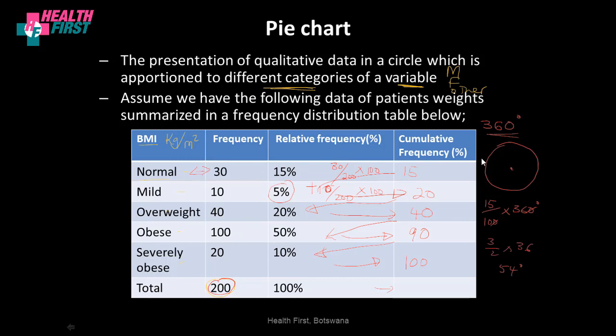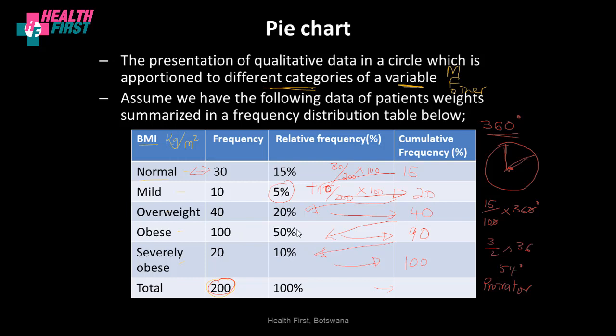If you are doing this manually, you can use a protractor. There is a device called a protractor, I'm sure you know it, which basically measures angles, and it will help you to determine the angle, 54 degrees. And then you do the same for the subsequent weights as well.